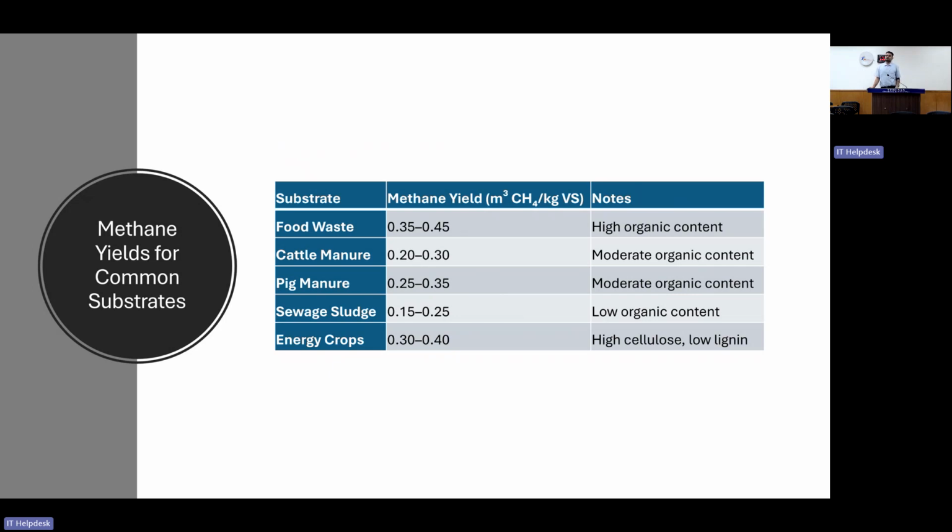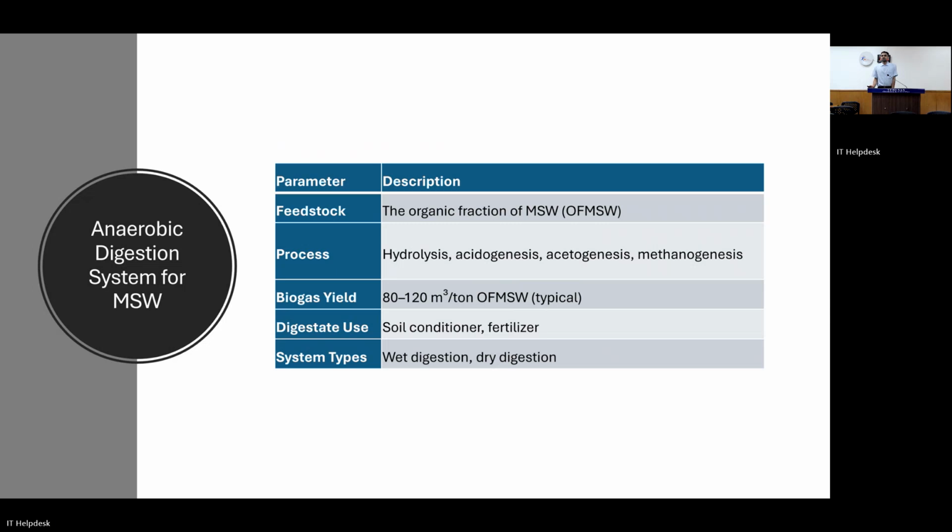Then next is cattle manure, then pig manure, and sewage sludge also has a considerable methane yield through anaerobic digestion. And there are some energy crops which are also utilized for biomethane production. These also have one of the highest methane yields due to the high cellulose and low lignin content in these bioenergy crops.